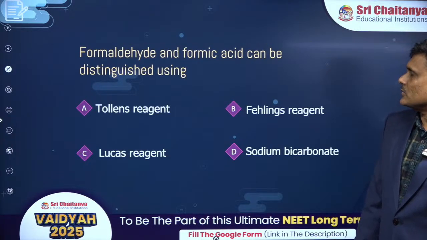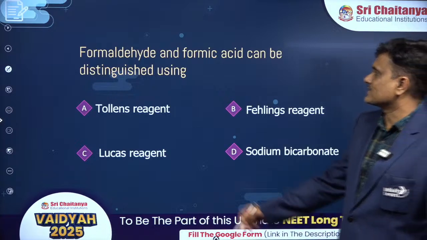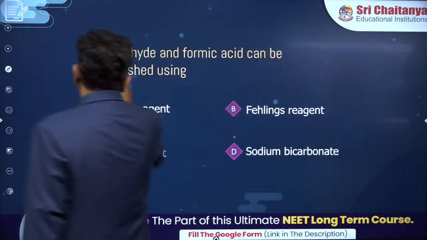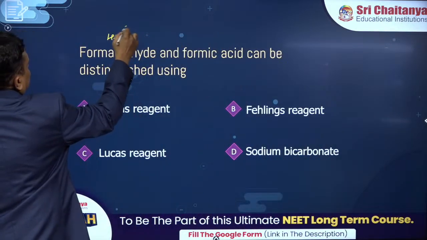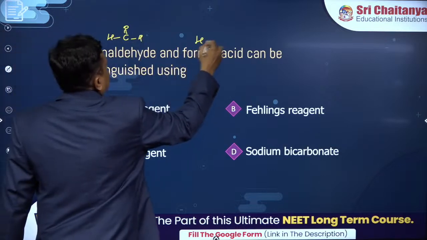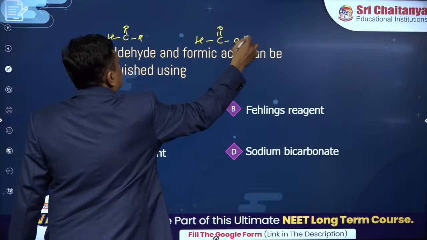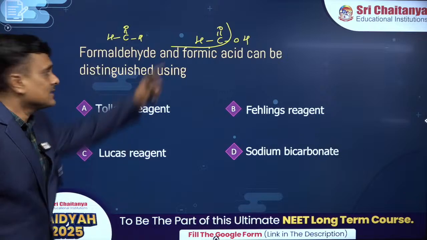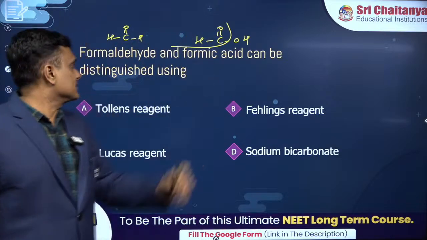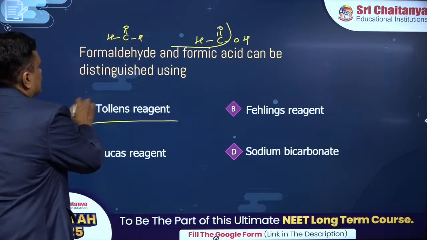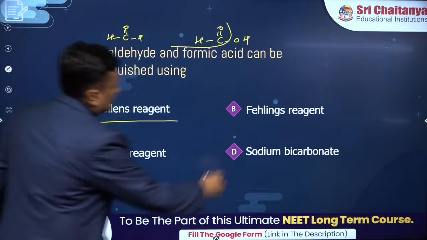Brilliant. Formaldehyde and formic acid, you see, interesting, many times asked. Formaldehyde has an aldehyde group. Formic acid also has an aldehyde group, but you see, if you look at the compound in that direction, you see there is an aldehyde group. So both will reduce Tollens, both will reduce Fehling.